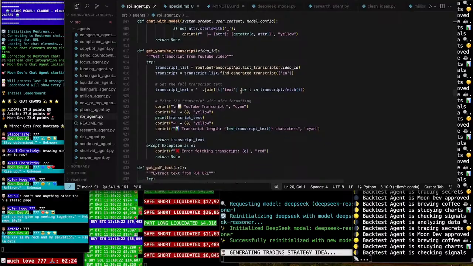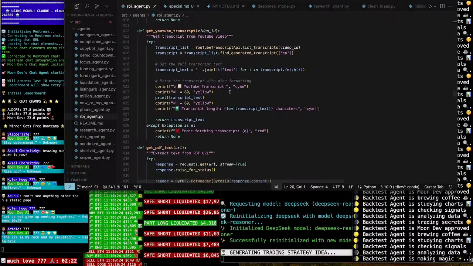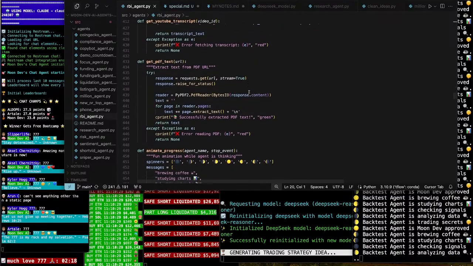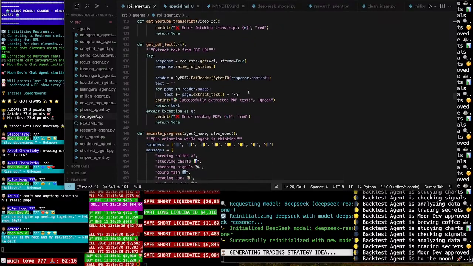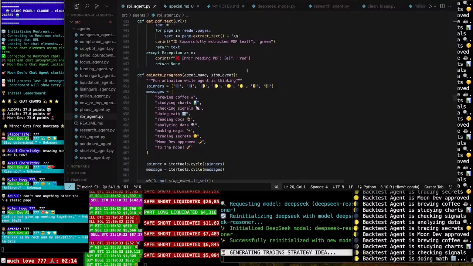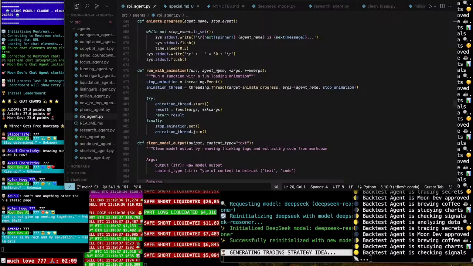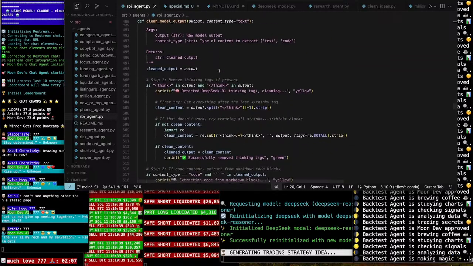Just pause it, take your screenshots, whatever. This is how we get the YouTube transcript. Why? Because this agent can go ahead and watch YouTube videos as well. We can extract text from a PDF. We can have fun too. Little animations, yes. We like that. We like to have fun around here.